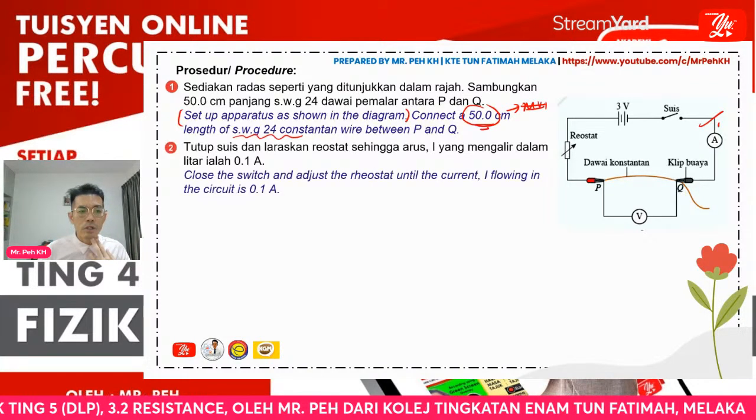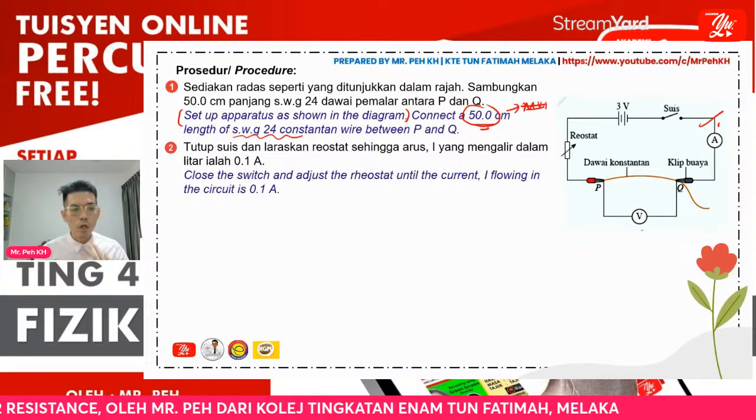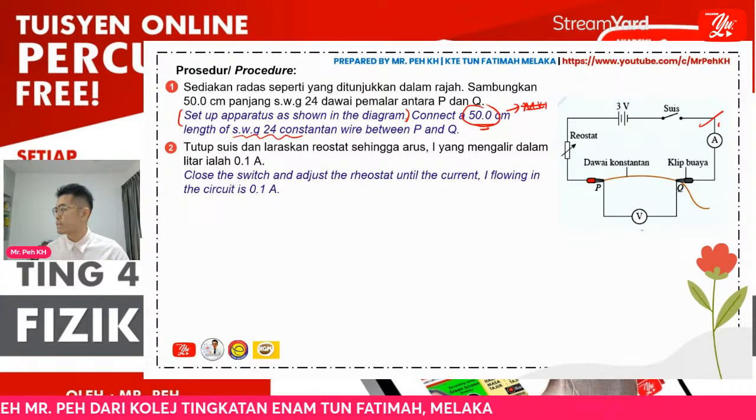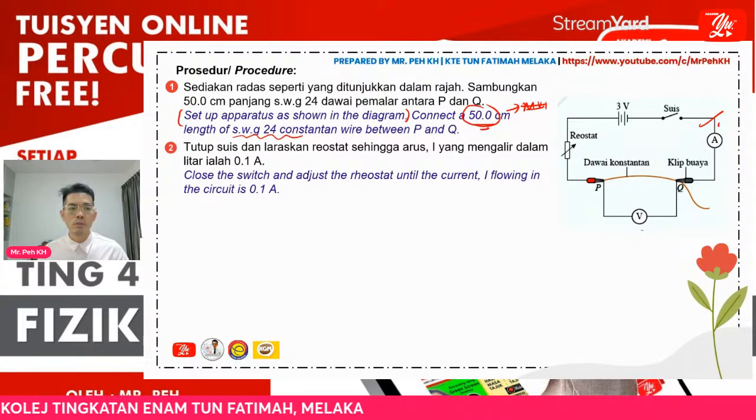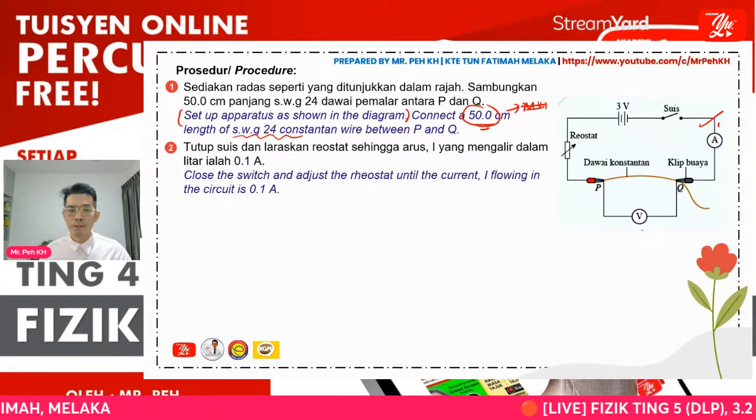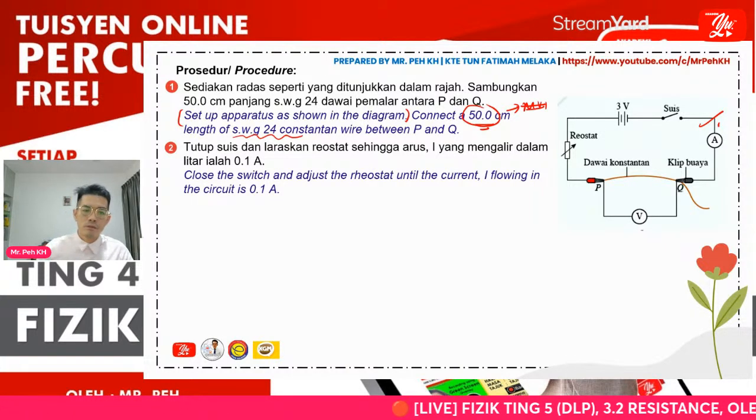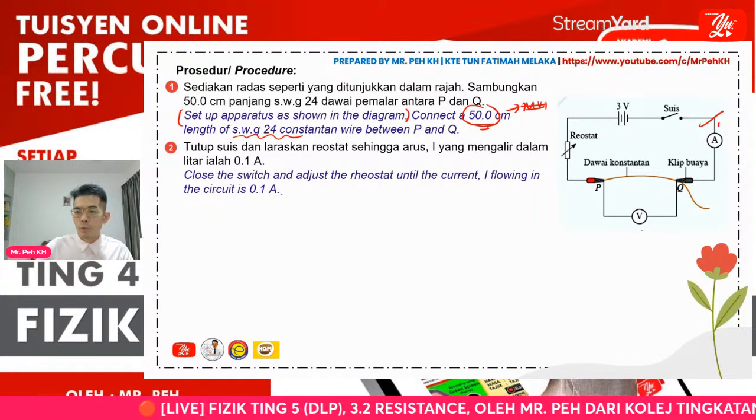Then close the switch, or as Jimmy advised just now, another answer, switch on. Switch on the switch is also acceptable as an answer. Okay, so adjust the rheostat until the current flow is 0.1.